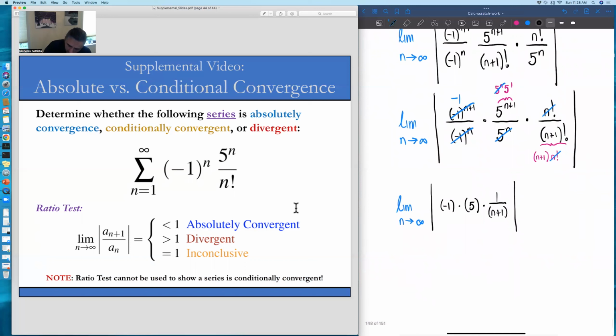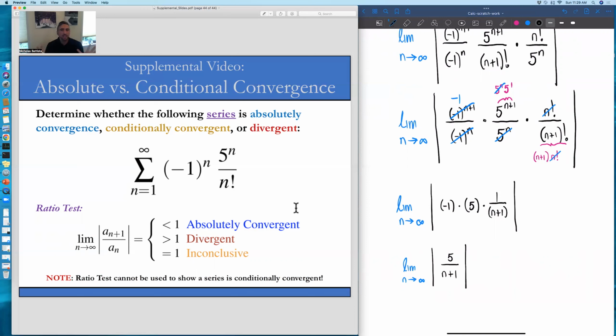And now you might notice we have this -1 here, and we're taking the absolute value of everything. So actually, we can get rid of that -1, or really the absolute value of -1 just becomes a positive 1. So rewriting this, what we're really taking is the limit as n goes to infinity of the absolute value of 5 all over n+1.